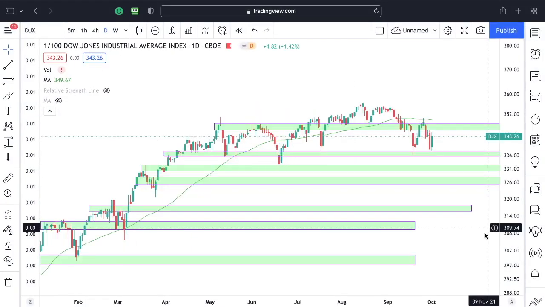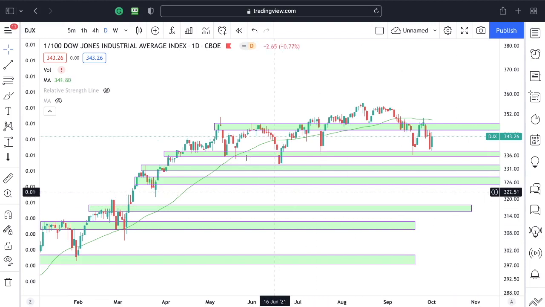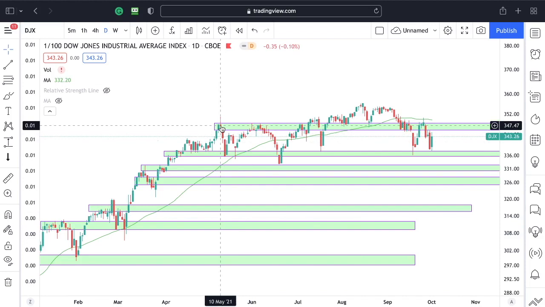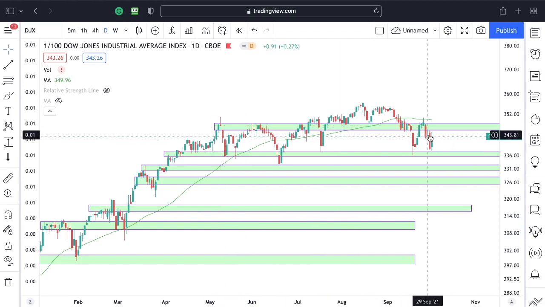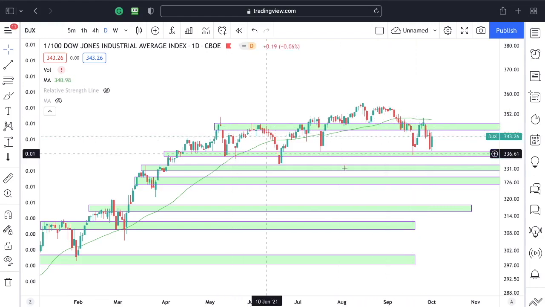Alright, so now we are on the Dow Jones price chart. And as you can see on the price chart over here, the Dow Jones has been basically trading sideways for a period of time over here. It started in May 2021 all the way to right now, so in October. The Dow Jones has been basically trading sideways for about 6 months now.